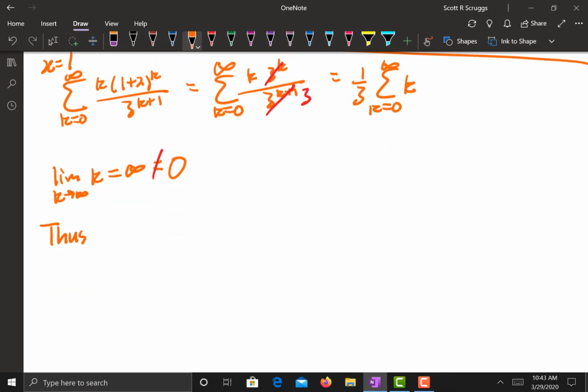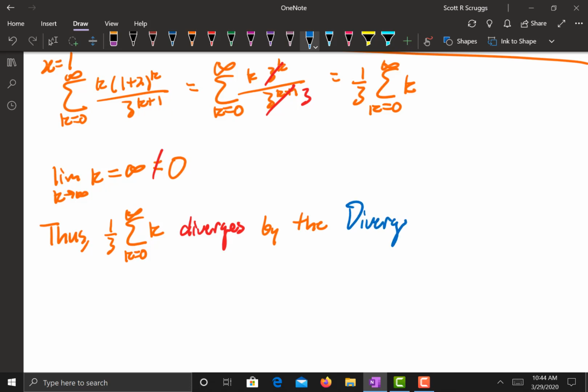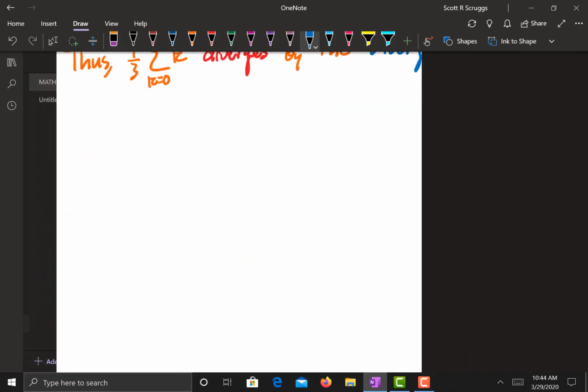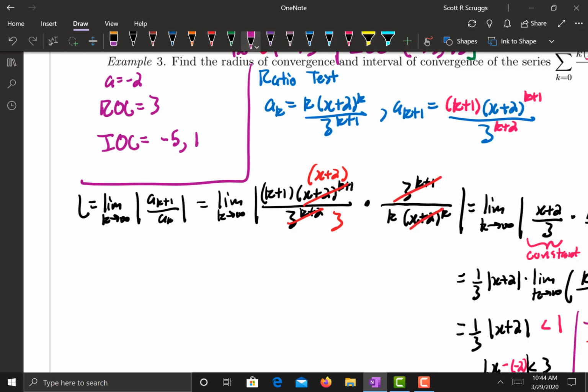So what that tells me is that my series diverges by the divergence test. Which means, back in our original example, my power series will diverge if I plug in either -5 or 1. So that means it's going to be an open interval.